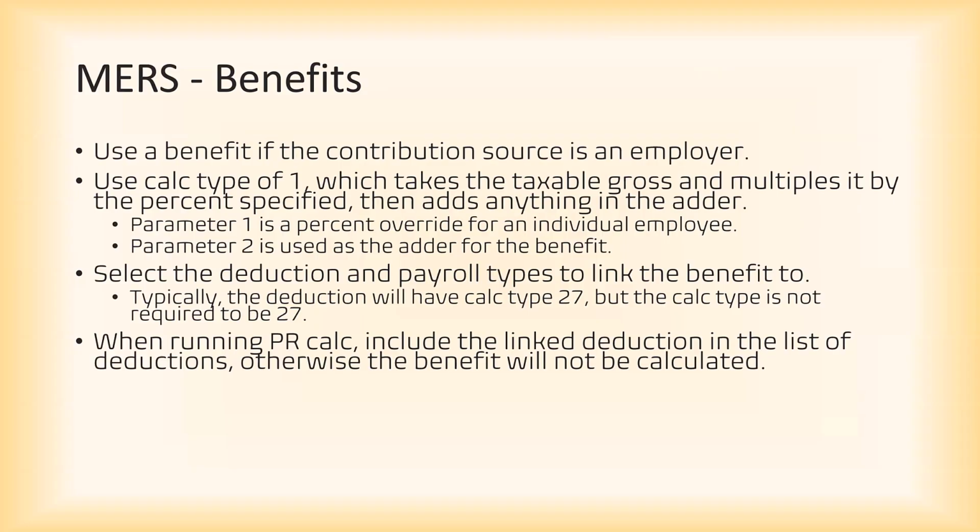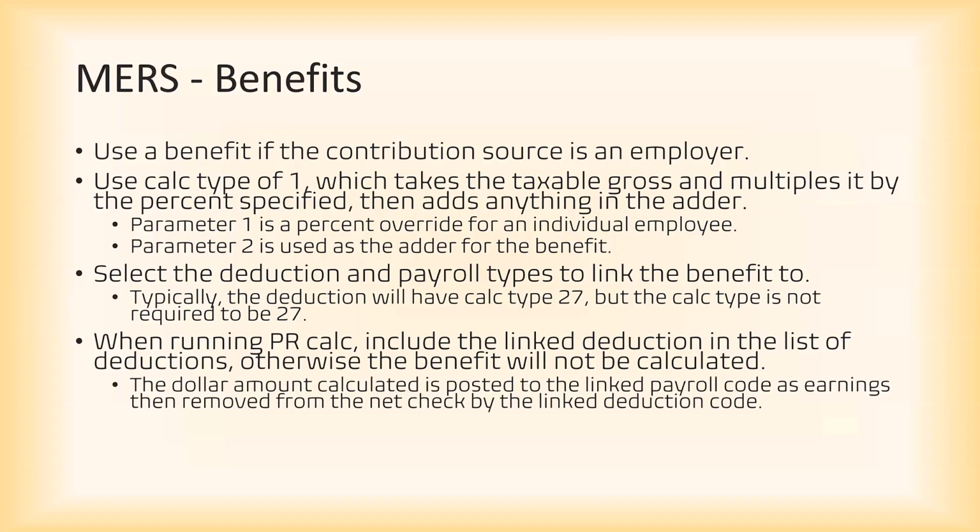So if you don't want the benefit to be calculated, like if you have multiple payrolls in a month, but they only get this once a month, then you can just exclude that deduction code and the benefit will not be calculated. So how that works is when you run payroll, the dollar amount is calculated to the linked payroll code as earnings and then removed from the net check by the linked deduction code. So we basically give him the money and then we take the money back.